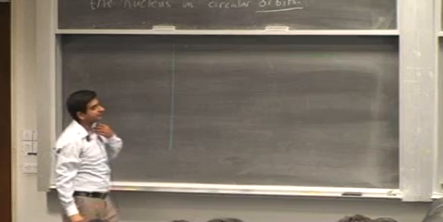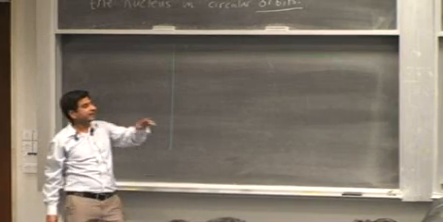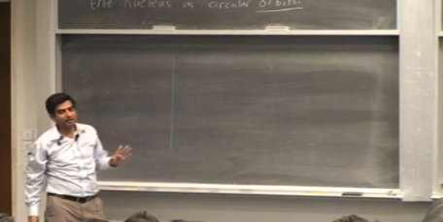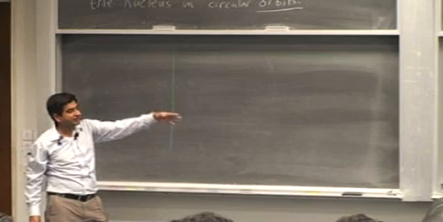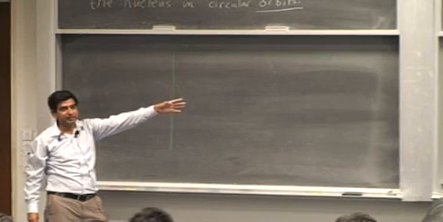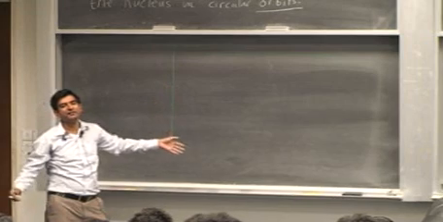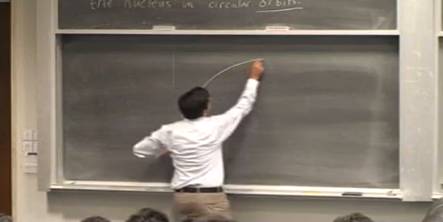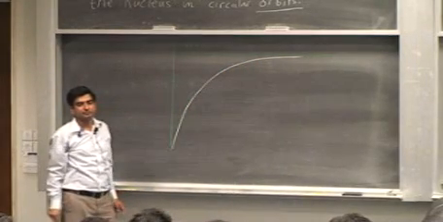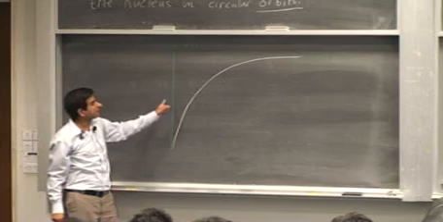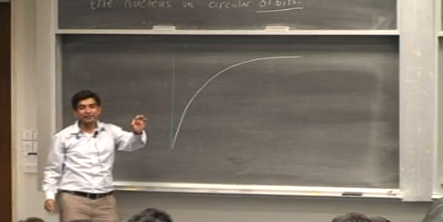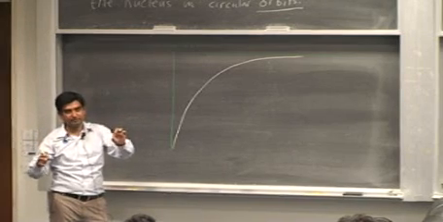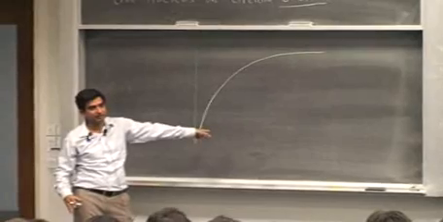First of all, we realize that V is always negative and it's inversely proportional to R. When R is infinity, V is zero, and when R is zero, the potential energy is minus infinity. So I would have a hyperbolic curve like this. This is my potential energy versus R for an electron inside a Bohr atom close to a nucleus. This is how the potential energy varies with R.